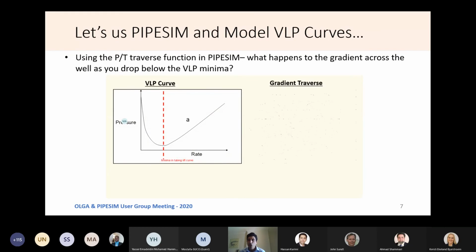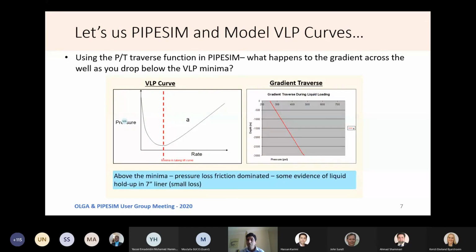We use the PT function in Pipesim, where we investigate what happens to the gradient across a well as we drop below the VLP minima. The modeling was performed over a well with 7-inch liner and 5-inch completions. At point A in the friction-dominated region that's stable, some evidence of liquid holdup happens in the liner due to the change in gradient.